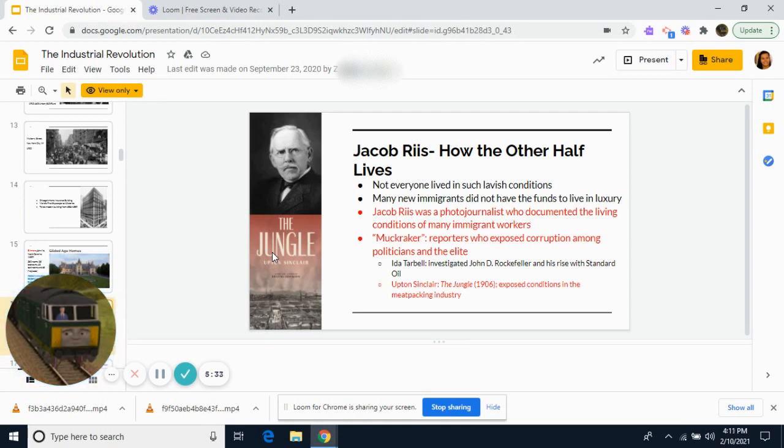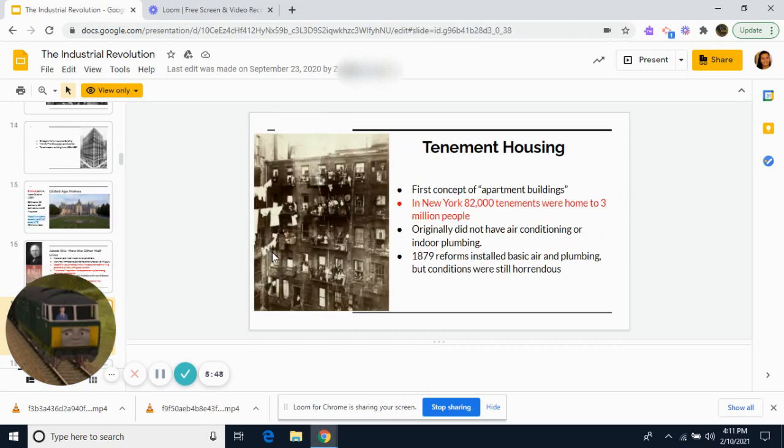Ida Tarbell investigated John D. Rockefeller and his rise with Standard Oil. Upton Sinclair, The Jungle, 1906, exposed conditions in the meatpacking industry. Tenement housing, a new concept of apartment buildings in New York: 82,000 tenements were home to 3 million people. Originally they did not have air conditioning or indoor plumbing. 1879 reforms installed basic air and plumbing, but conditions were still horrendous.